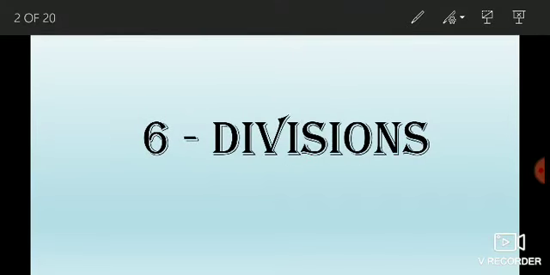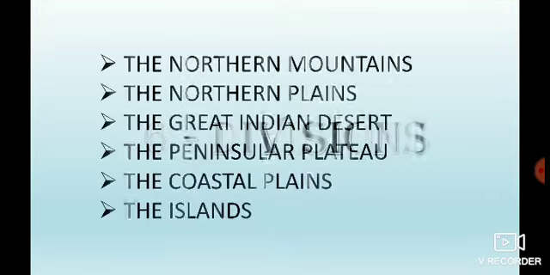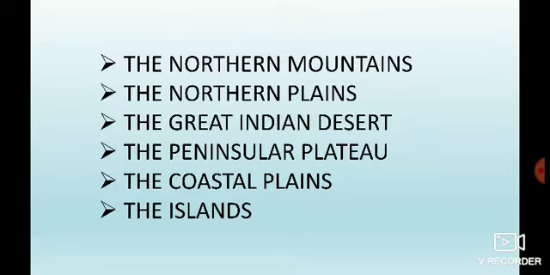So we know there are 6 main physical features of India. They are northern mountains, northern plains, the great Indian desert, the Peninsular Plateau, the coastal plains and the islands. So we have covered northern mountains, northern plains and the great Indian desert, and here in this chapter we are going to see in detail about the Peninsular Plateau, the coastal plains and the islands.